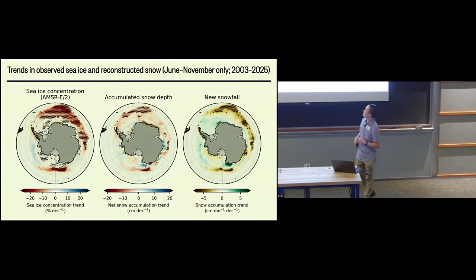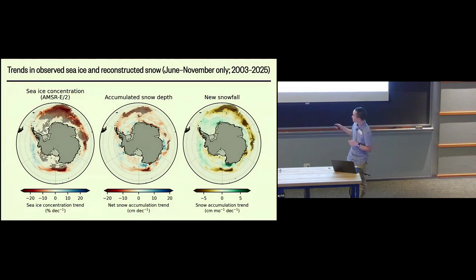And then lastly, I think something that might be of interest to folks here, I've taken a look at trends in the snow model reconstruction over winter and spring. So this is June to November from 2003 to 2025. And of course, sea ice concentration shows, this is not my models, it's just NSIDC, significant declines over much of the Southern Ocean. Significance here is indicated with stippling. It's driven largely by the drops in recent years.